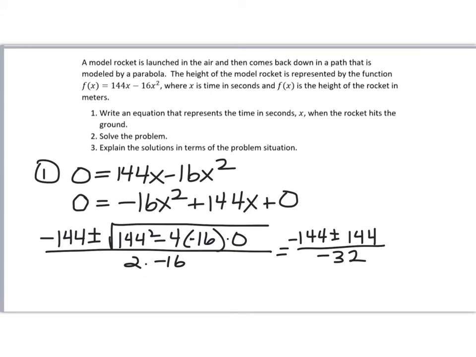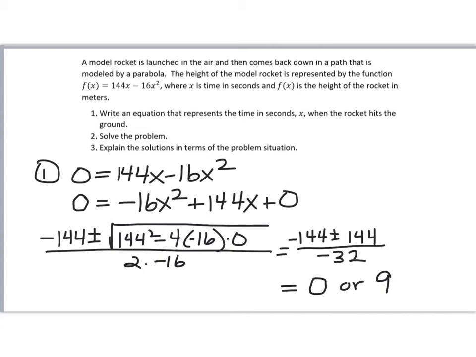All right, now I just did something real fast. I figured out what was inside the radical, and then I did the square root of it, and it ended up being 144. When I use the addition sign, I will get a 0. And when I use the subtraction sign, I'm going to get a 9. So it says explain the solutions in terms of this problem situation.